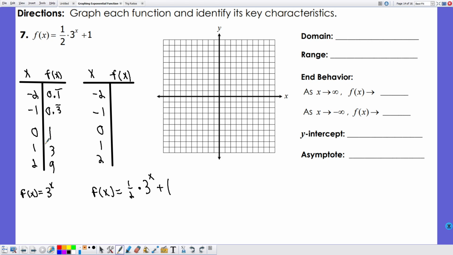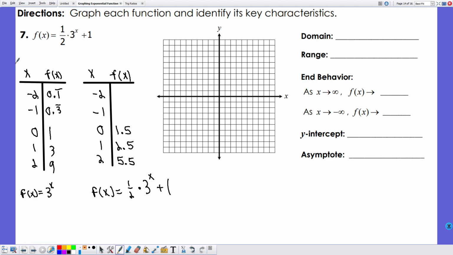Looking at 9, I'm talking about this right here. When x is 2, f of x is 9. Now to transform that, if I took half of 9, that would be 4.5. And if I added 1 to that, that would be 5.5. And that's the basic gist. If I have 3, I take half of 3, which is 1.5, and then add 1 to get 2.5. At f of x is 1, half of 1 is 1/2 plus 1 is 1.5.